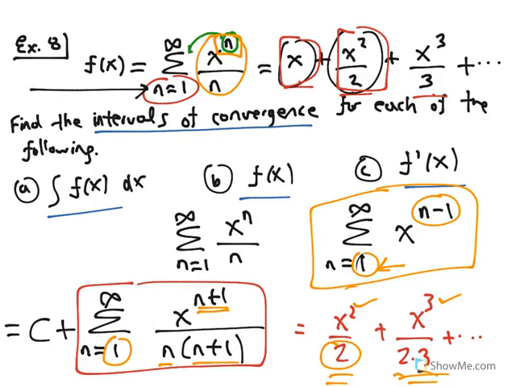That's correct. So what we've done is find the power series for the integral of f of x with respect to x. The power series for f of x was given, and we found the power series for f prime. The next thing we have to do is find the intervals of convergence for each of these. So we will begin by using the ratio test. You could do the ratio test on any one of the three because of Theorem 9.21.